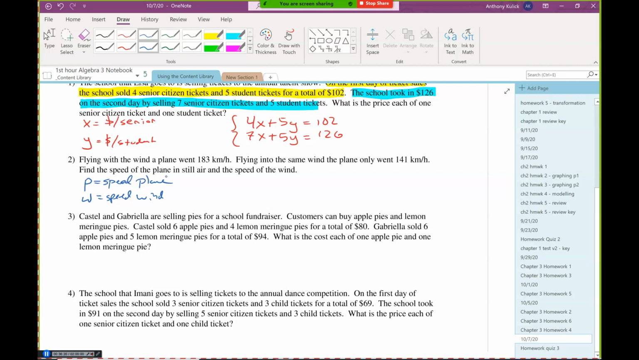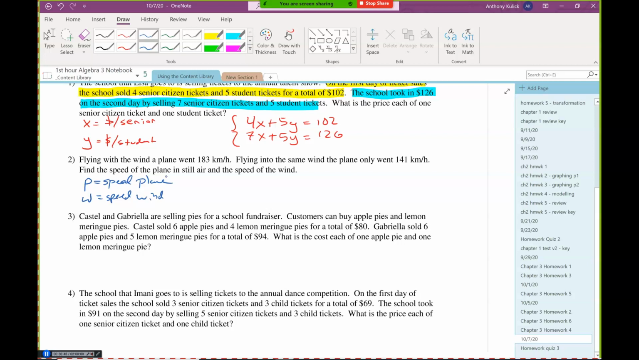wind. So a common sense question here before we start writing our equation is, what does it mean when we say with the wind? Right? It says the plane flying with the wind, and so on. What does that mean if we say with the wind? Going in the same direction.